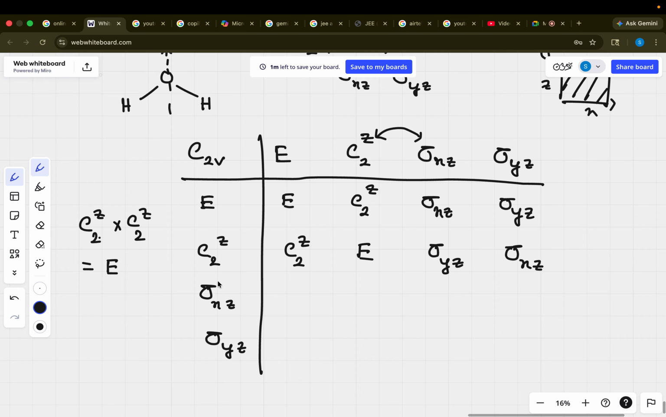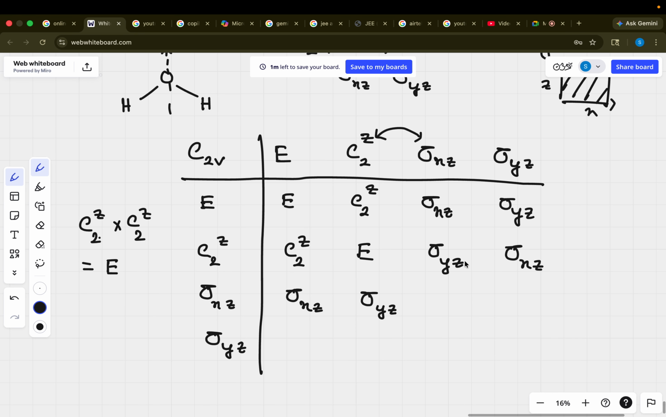Now sigma xz into E: anything multiplied with identity E gives the same element, so you will get sigma xz only. Now sigma xz into C2Z, multiplying these two, you will get sigma yz. Now sigma xz into sigma xz, multiplying two times, you will get the identity element E.